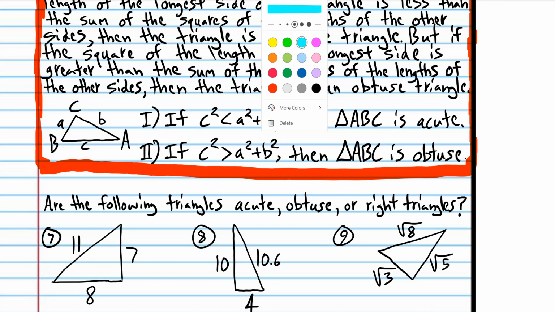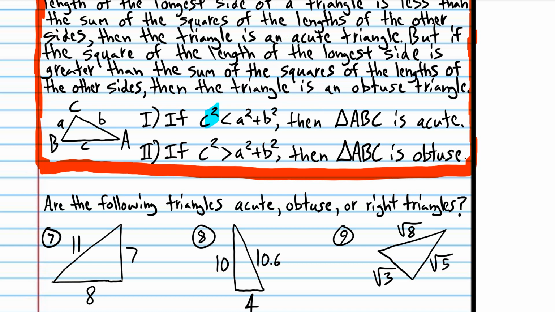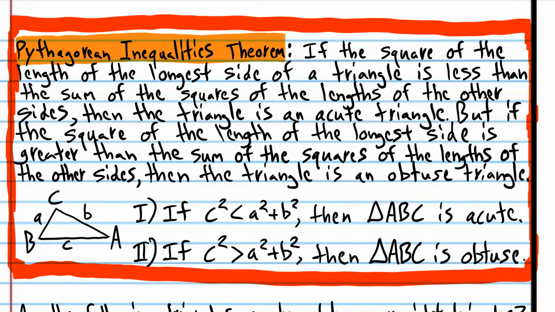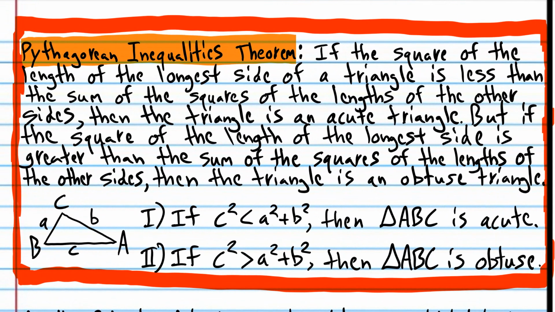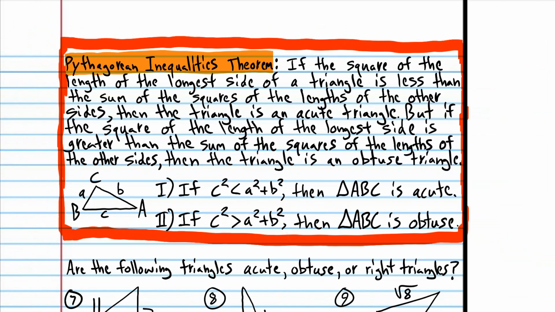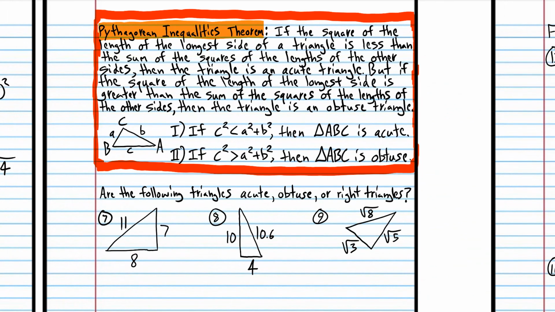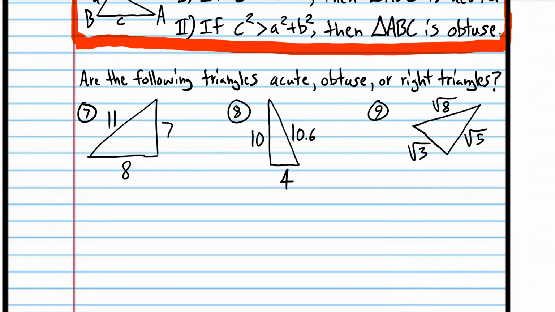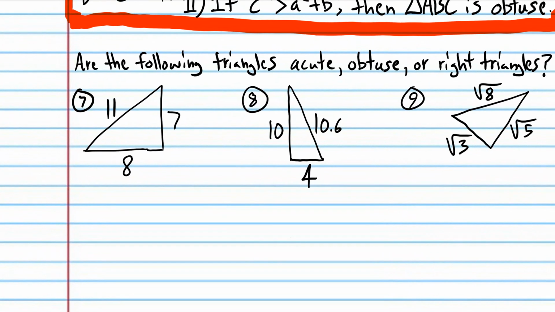So if the square of the longest side in a triangle is less than the sum of the squares of the other sides, then the triangle is an acute triangle. But if the square of the longest side of a triangle is greater than the sum of the squares of the other sides, then the triangle is an obtuse triangle. So again, we learned three different theorems. We learned the converse of the Pythagorean theorem, and we learned these two Pythagorean inequality theorems. So if you didn't understand what all that means, that's okay. We're going to do some practice problems, and you're going to see exactly how this works.